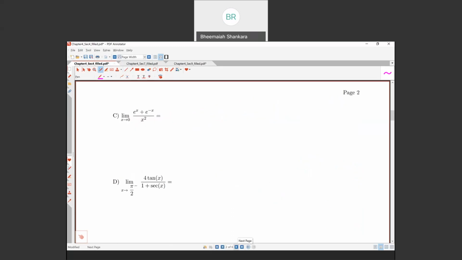In the next example, limit x approaching 0 of the given function. Say we apply L'Hopital's rule for this problem. So differentiate the numerator. E to the x differentiation is e to the x. Differentiate e to the negative x, it's negative e to the negative x. Differentiate the denominator, it's 2x.